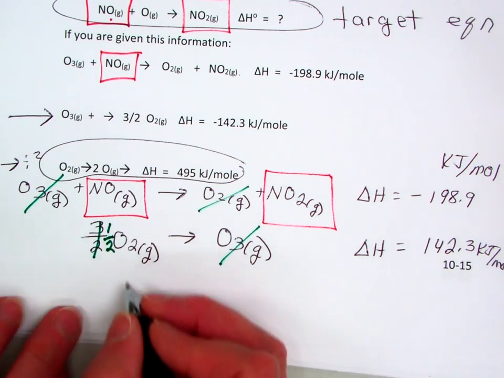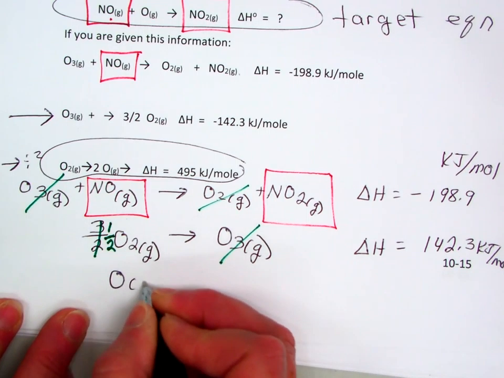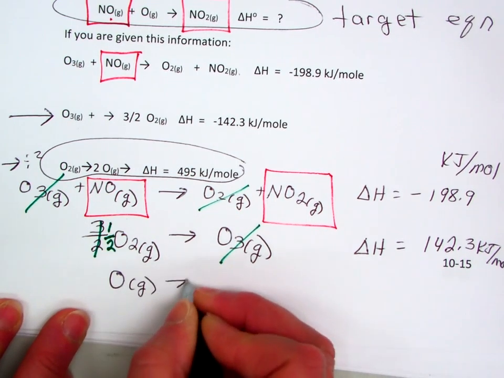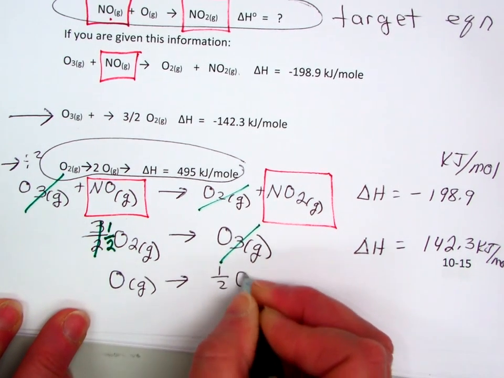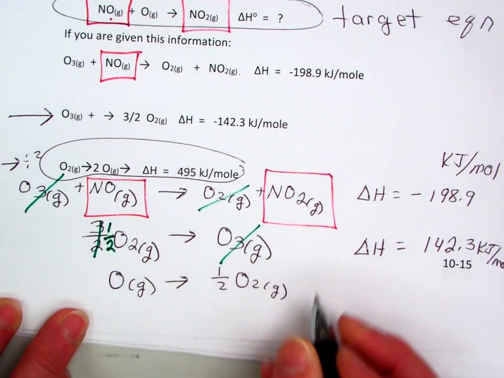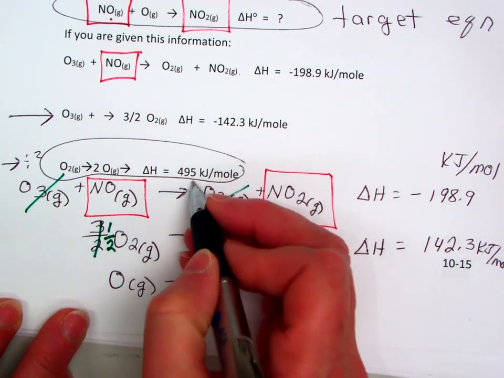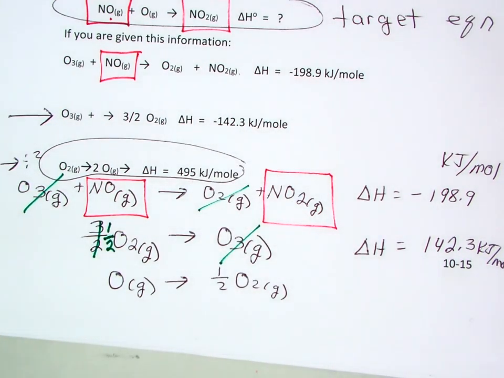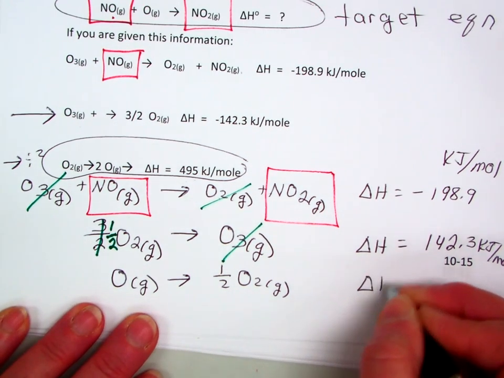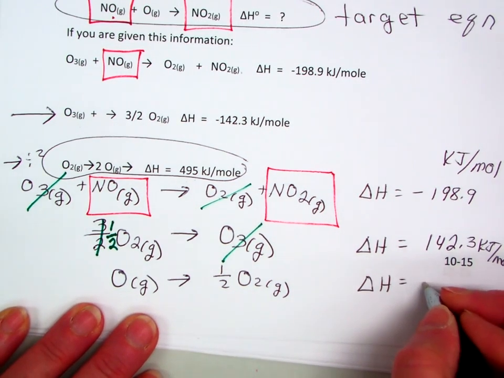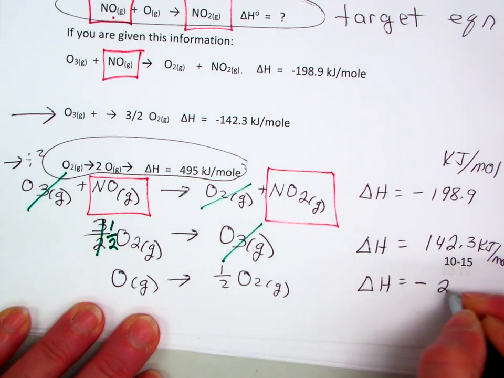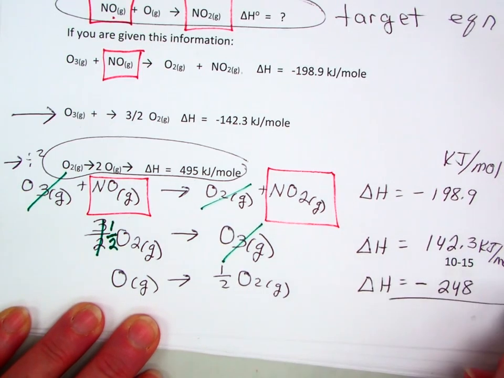So when I do that, I get 1 mole of oxygen atoms in the gaseous state yields 1/2 oxygen gas. Now, I change the sign. This was positive. I'm going to change the sign to negative, and I'm going to divide it in half because I'm dividing that by 2. So I now get negative 248 kilojoules per mole.